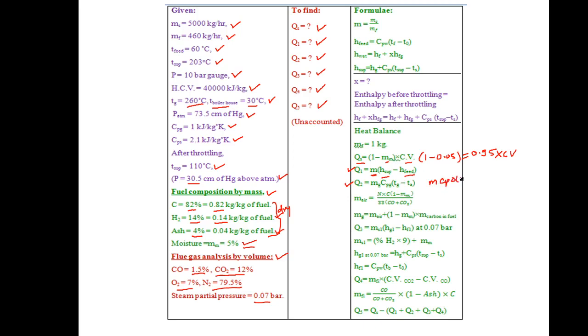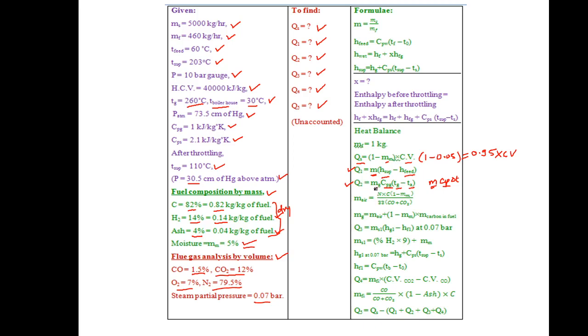mCpΔT, where m is the mass of hot gases, represented by mg. Cp is the specific heat of gases, represented by Cpg. ΔT is the temperature difference between the hot gases and ambient air. So this gives us the amount of heat carried by hot gases.